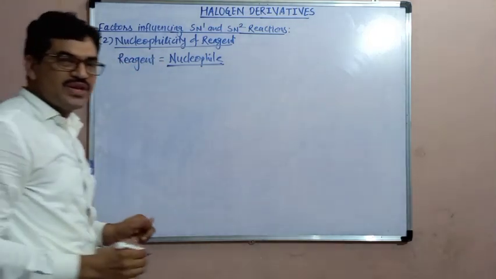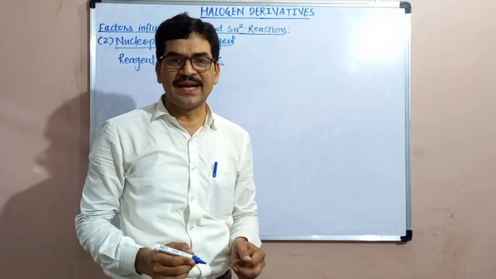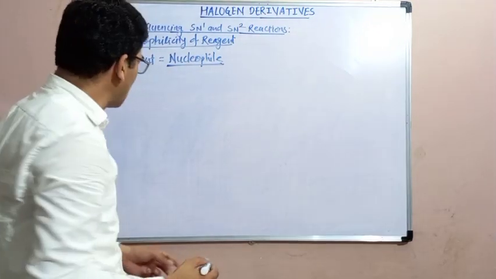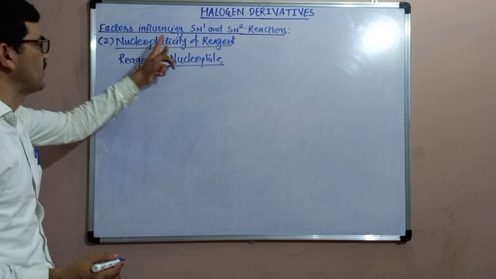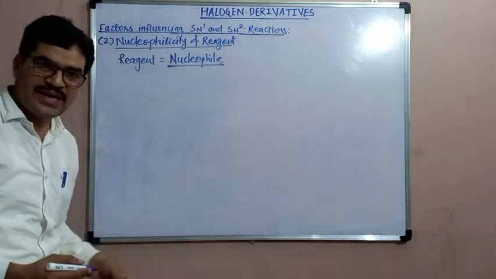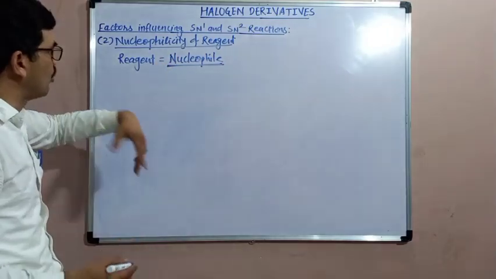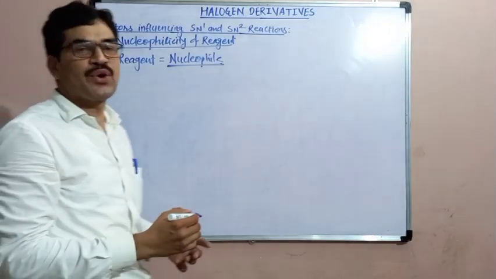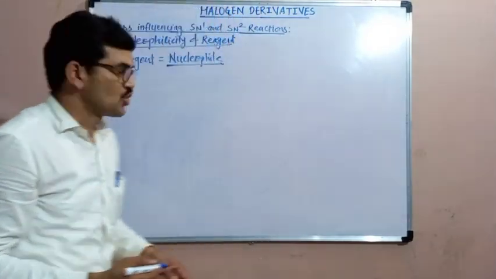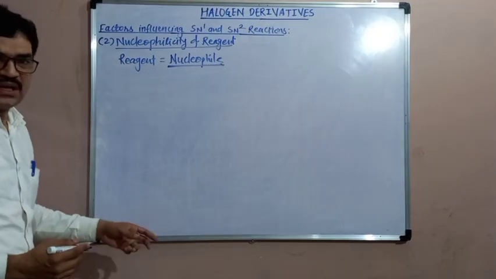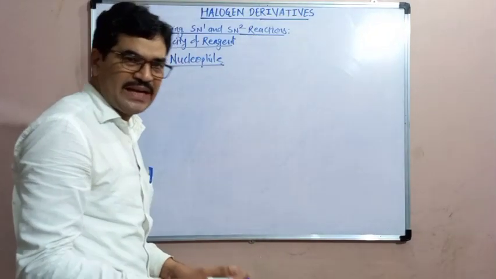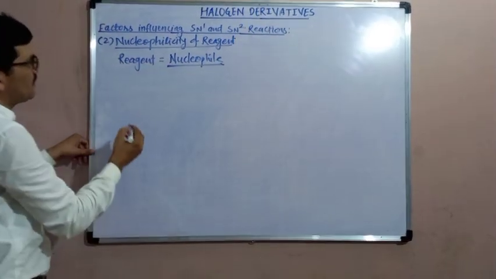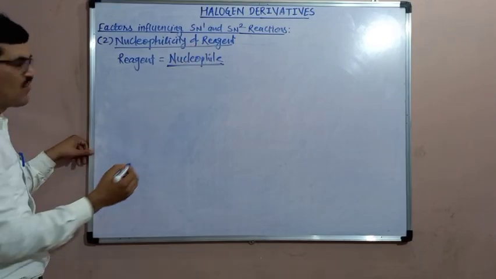Now, nucleophilicity of the nucleophile is the tendency of that nucleophile to release electrons. The electron releasing tendency of the nucleophile is known as its nucleophilicity. If the nucleophile can more easily release the electron pair, then its nucleophilicity is more, and this nucleophile is said to be a stronger nucleophile. If the nucleophile cannot easily release the electron pair, then it is a weaker nucleophile. Its nucleophilicity is less.